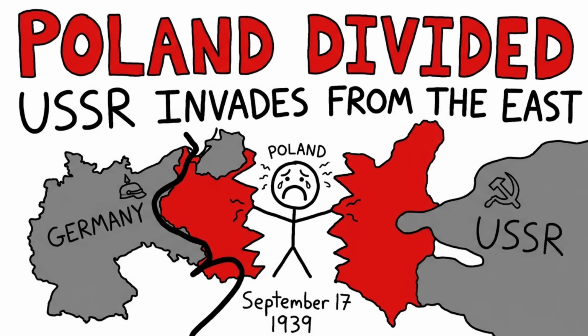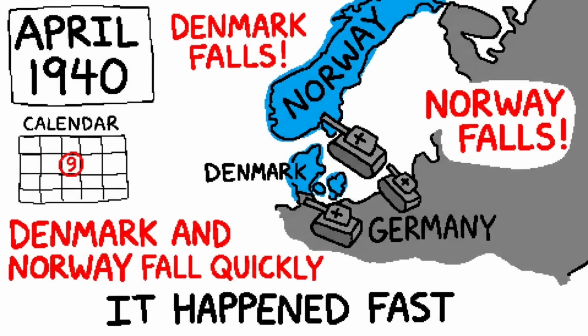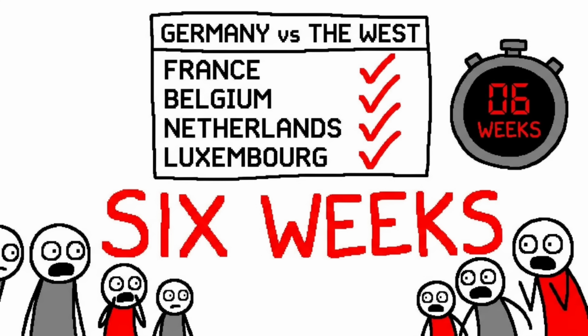The Soviet Union invaded Poland from the east on September 17, 1939, completing its occupation from the other side. Poland was divided between Germany and the USSR within weeks. Then came what people called the phony war. Several months where Britain and France were officially at war with Germany, but not much was actually happening on the Western Front. That quiet ended very suddenly in spring 1940. In April 1940, Germany invaded Denmark and Norway. Both fell quickly.